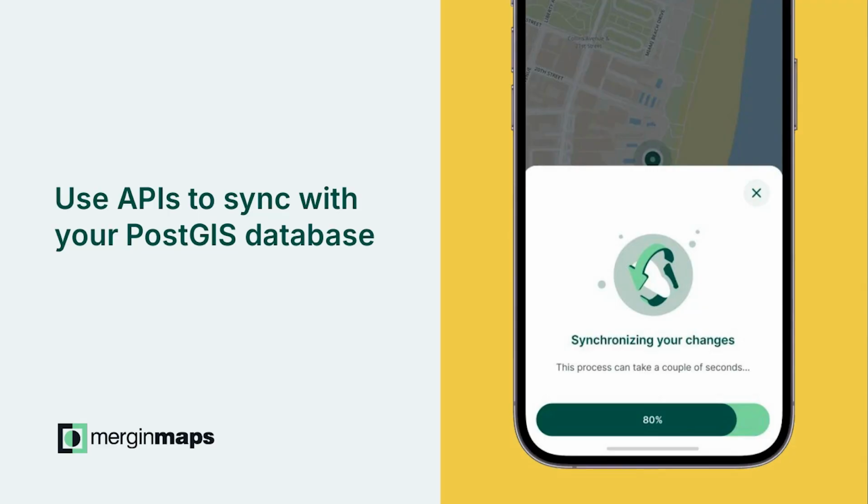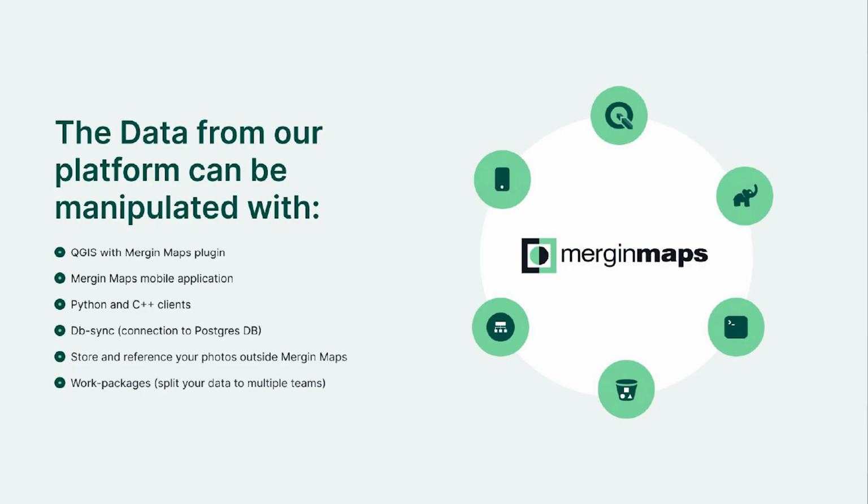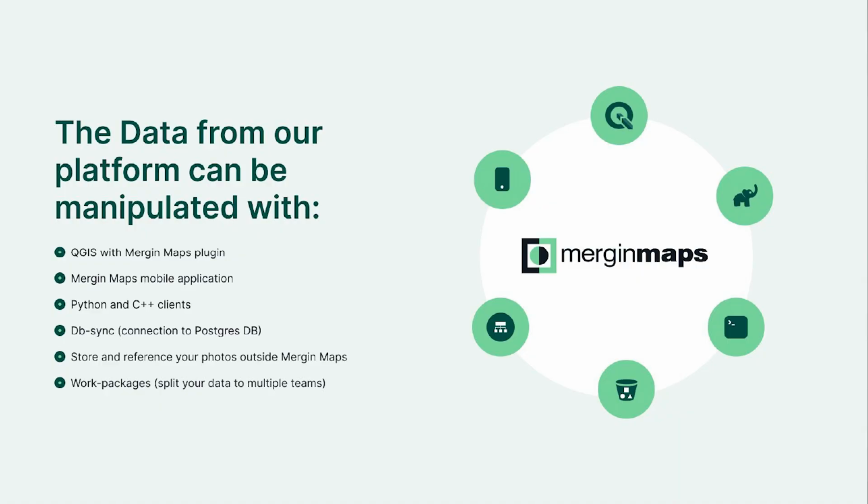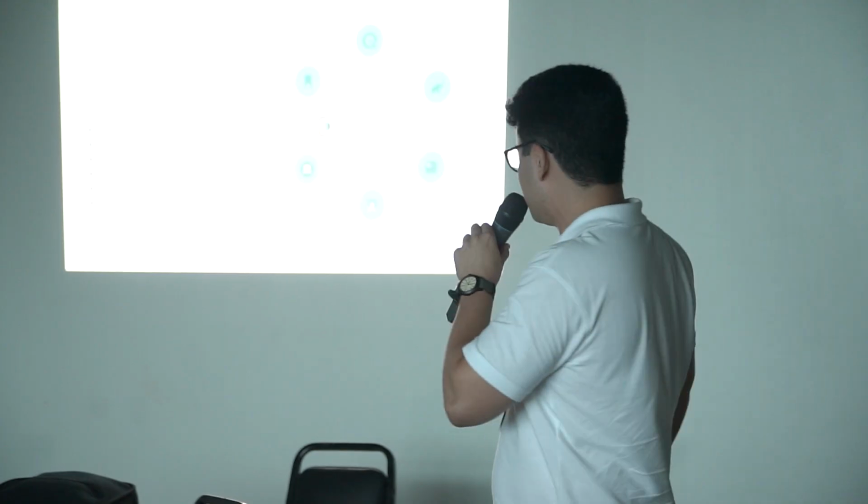You can use our APIs to sync with your PostGIS database. I'll talk a little more about that later. And the data from our platform can be manipulated with our C++ and Python API. We also have the mobile application. You can use dbSync, in which you can sync your Mergin Maps with your PostGIS database in both directions.